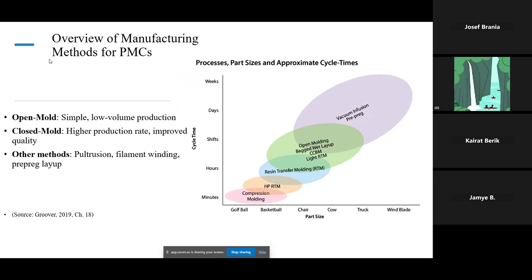An overview of manufacturing methods for PMCs: there's open mold, ones that are simple, low volume production, and closed mold processes that have higher production rates and improved quality. And then some other ones are pultrusion, filament winding, and prepreg layup.